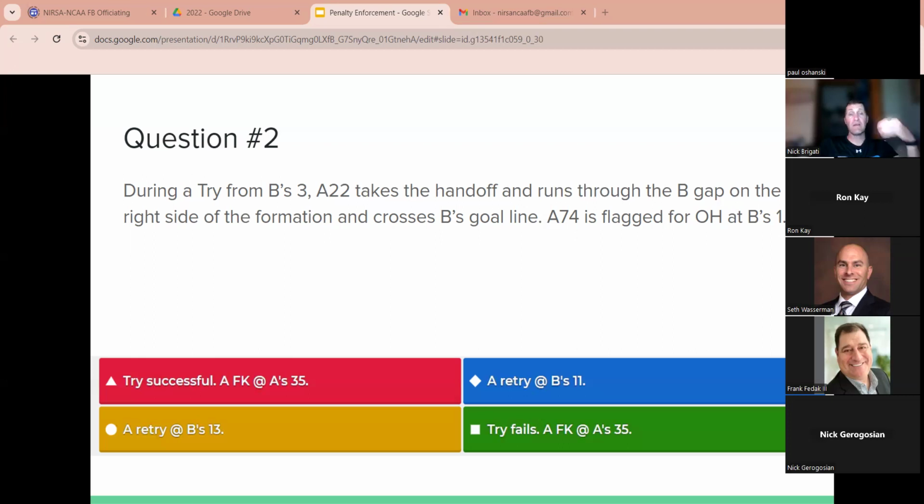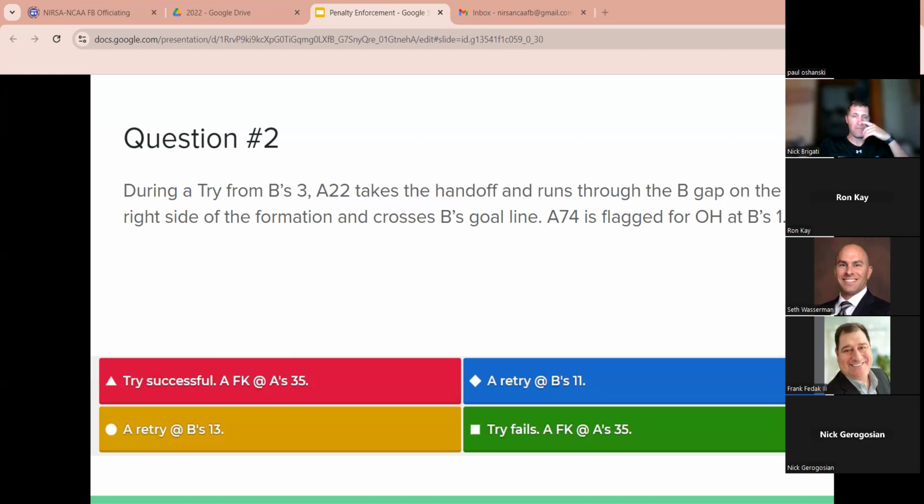Okay. So I agree with the retry, but let's think through the enforcement here. We got a hold at the 1, which is beyond the neutral zone. So we should be going 3 and 1 from that spot, right? So instead, blue. We should be in blue, right? Retry at the 11. A's going to get an opportunity to retry the try, but it's going to be from the 11 yard line.